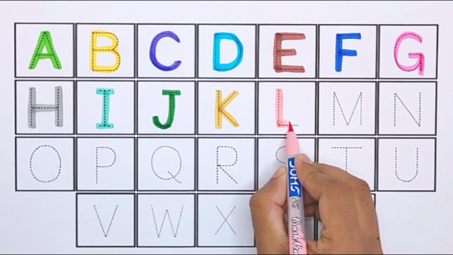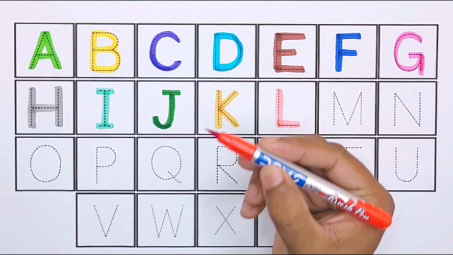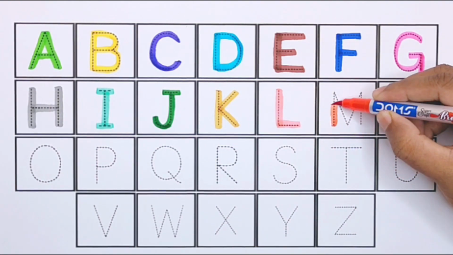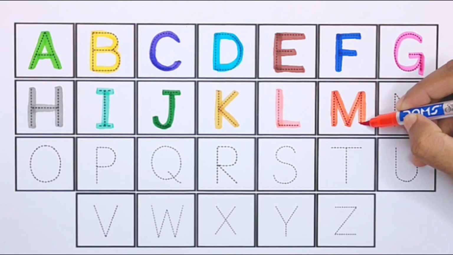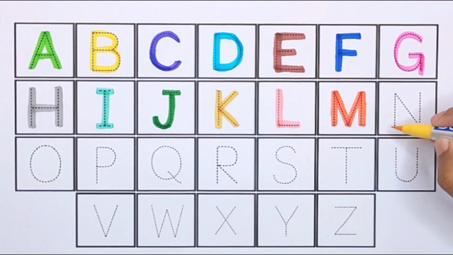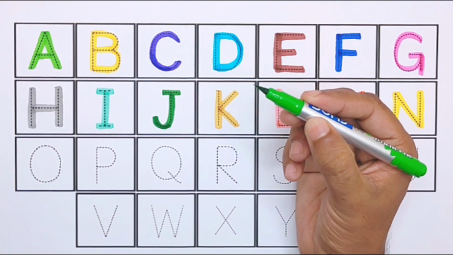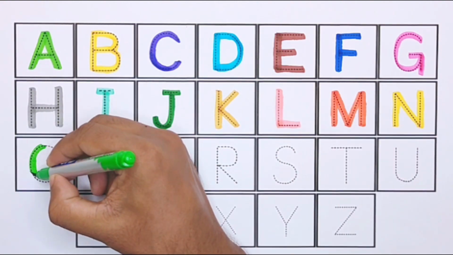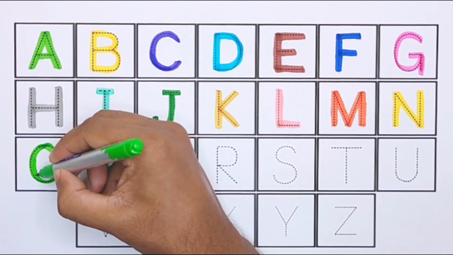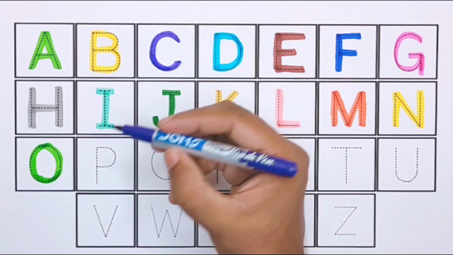L for lollipop. Red color. M for mango. Yellow color. N for noodles. Light green color. O for orange. Purple color.